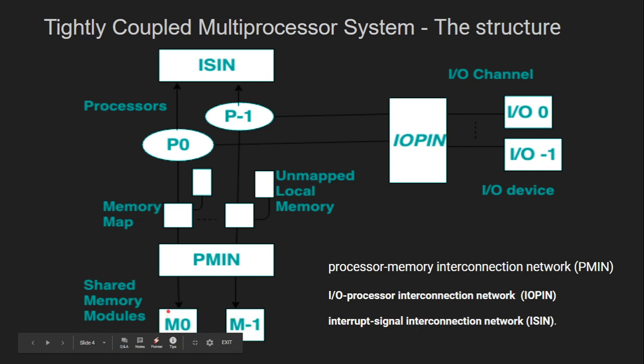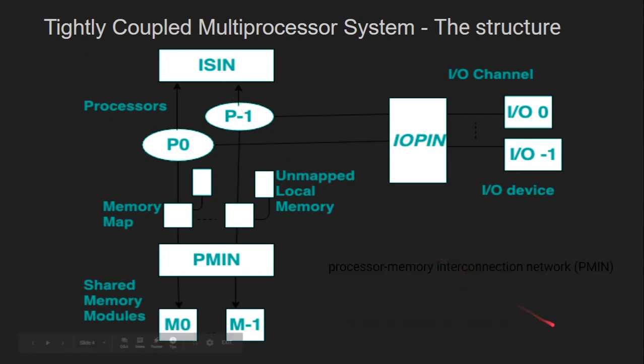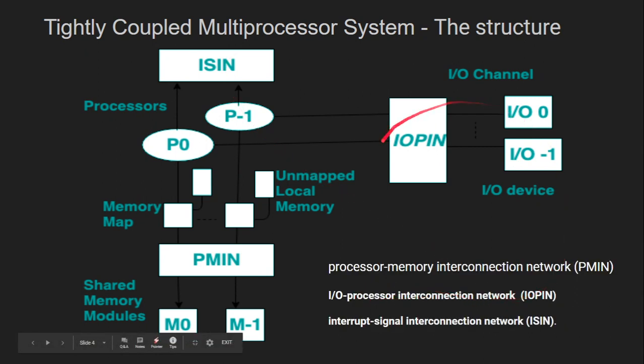There should be a memory, a processor and IO to define a computer. So here multiple processors, multiple memory modules and multiple IO modules are all connected by the common networks. To connect between the processor and the memory, we have the PMIN, the processor memory interconnection network. To connect the processor and the IO, we have the IOPIN, the IO processor interconnection network, and then we have the interrupt signal interconnection network, which connects the processors.